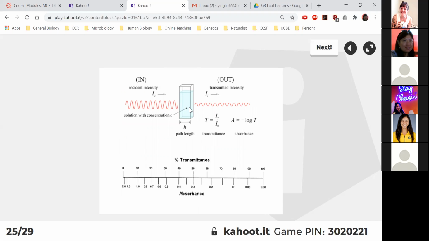So here's your cuvette, and this is the solution that contains your chlorophyll, for example. The incident intensity is the light that's coming in, and the transmitted light is the light that passes through the cuvette and comes out. So to calculate the percentage transmittance, it's the light out divided by the light in, and then it is a percentage.